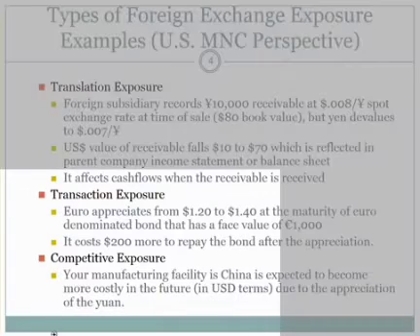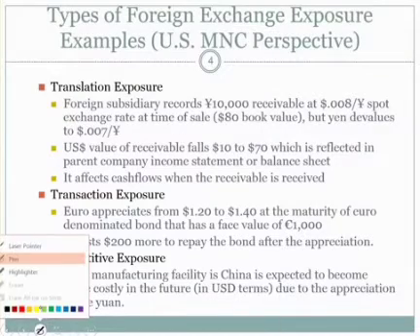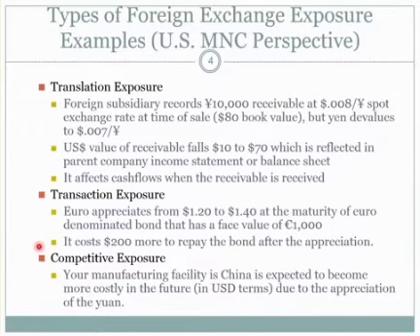So here are some examples. Translation exposure. An example would be a foreign subsidiary of a US-based firm records a 10,000 yen receivable at an exchange rate of $0.008 per yen. That means that an $80 book value of the receivable is sitting in the parent's financial statement on the balance sheet. But then the yen devalues to 0.007. The book value of that now goes to $70, a loss of $10. It may have to be reflected as a loss to the parent company.